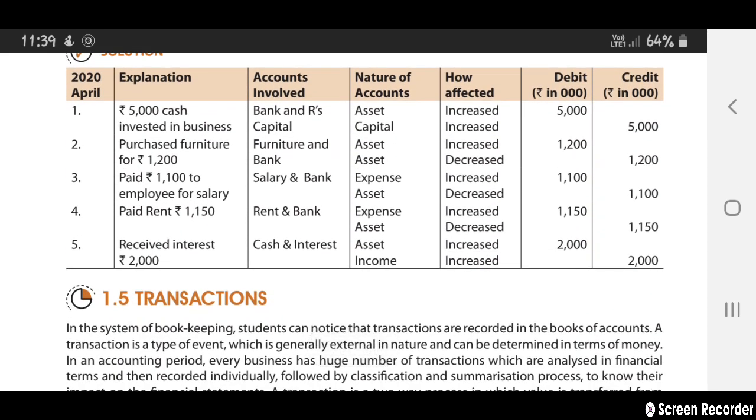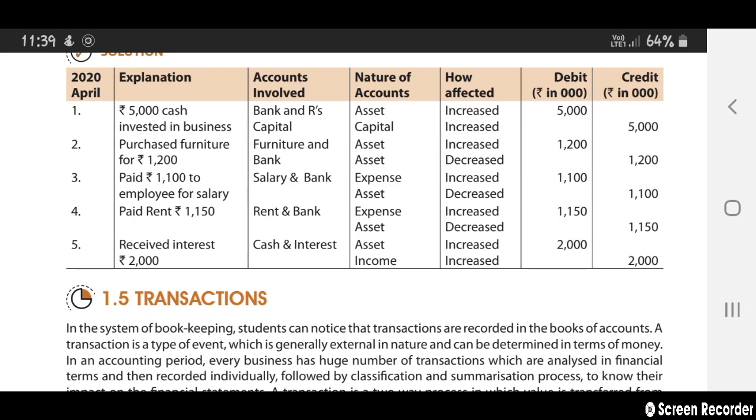First, one by one you have to write. Rupees 5,000 cash invested in business. What accounts are involved? Bank and capital. Nature of the account: assets, capital, liabilities or expenses. Next, how is it affected? Increased. Debited means it is increased by 5,000, and credit also is increased by 5,000.